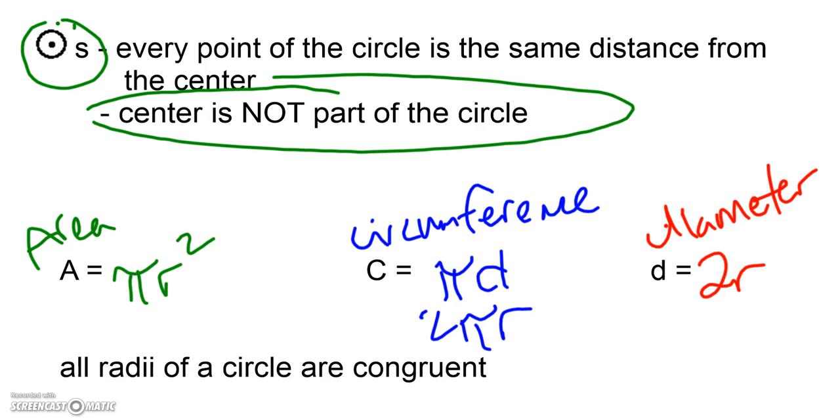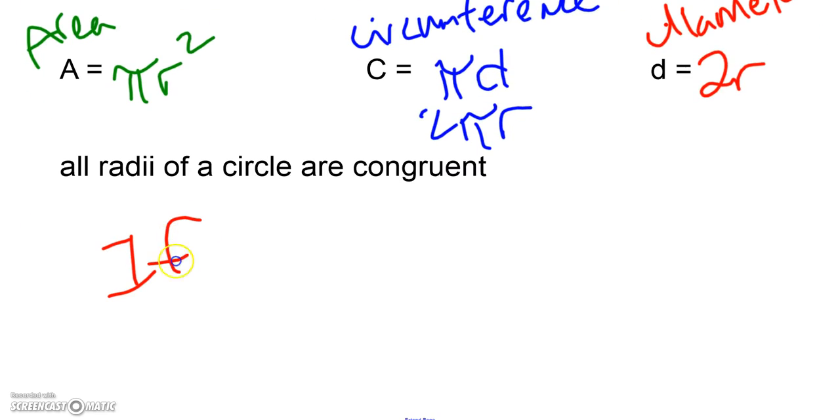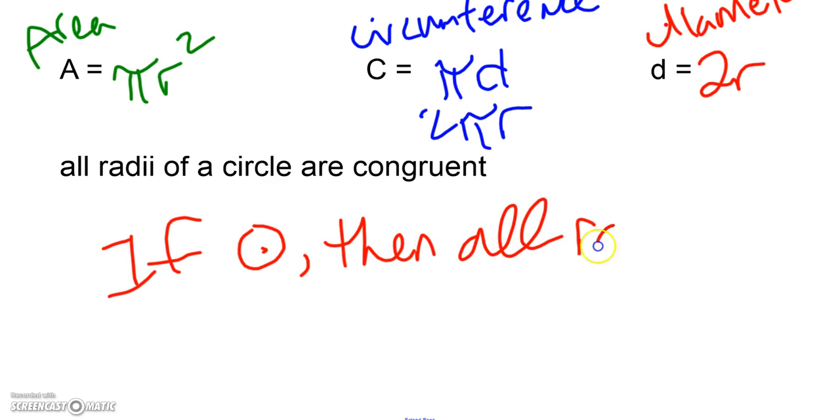And when you have circles, it'll tell you that you have a circle with center P. So this tells you that P is the center of the circle. It might also tell you something with multiple circles, if it says circles P and R, that P and R could be the centers of your circles if you have multiple circles. And then your if-then statement for using this is if you have a circle, then all radii are congruent.